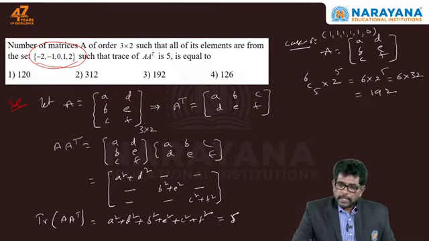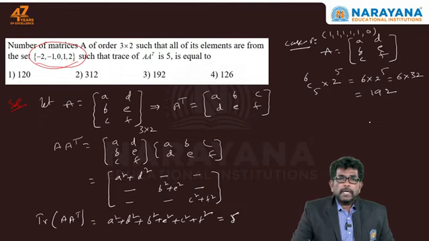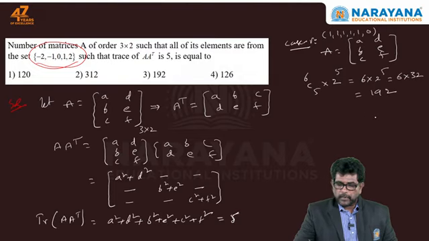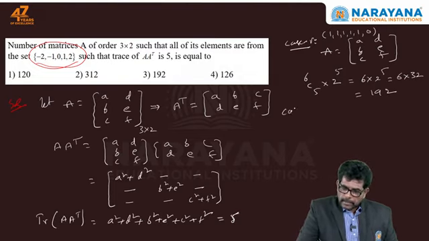That is, the matrices of order 3 by 2 such that the trace of A into transpose of A is equal to 5, by using 1 or -1 and 0. How many matrices we are forming? 192 matrices. Next, case 2.